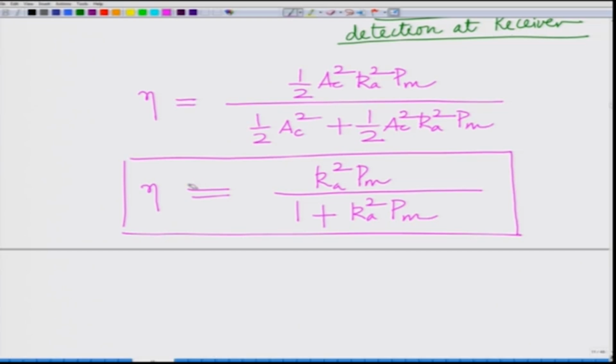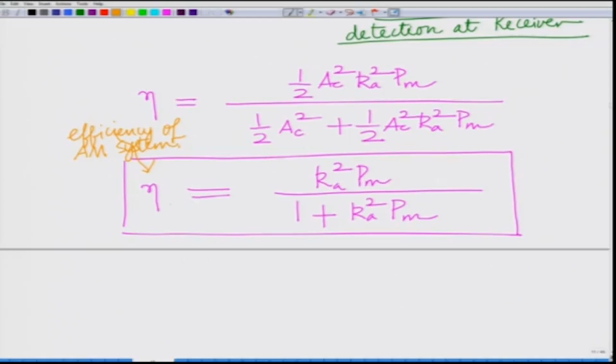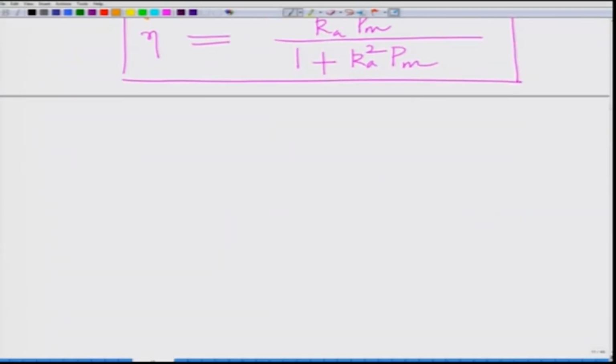So, I can write this as the efficiency of the amplitude modulated system, that is Ka square into Pm divided by 1 plus Ka square Pm, where Ka is the sensitivity and Pm is the power of the message signal. Let us try to compute this efficiency for a sinusoidal message signal. Consider now the specific case of a sinusoidal message signal.